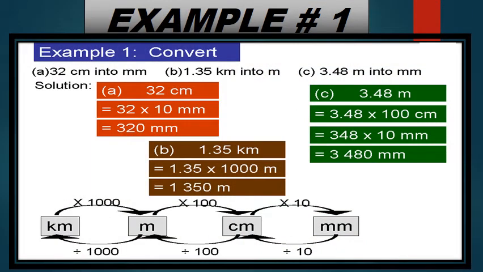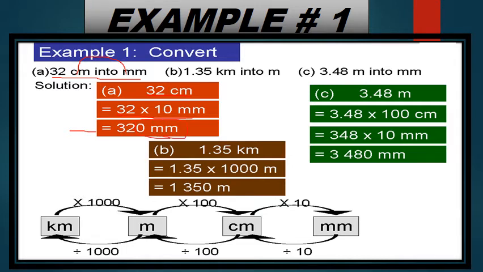Now let's start conversion with examples. Now convert 32 centimeter into millimeter. Now we are converting bigger unit to a smaller unit. In first part A, we have 32 centimeter. We are converting into millimeter. As we all know that 1 centimeter is equal to 10 millimeter. So multiply 32 by 10. So the answer we will get is 320 millimeter.